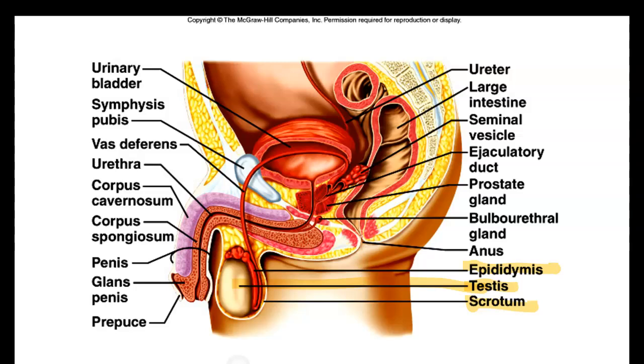Also, the epididymis is going to absorb any excess fluid that's released by the testicles, and is actually going to use this to help move the sperm through the reproductive tract.